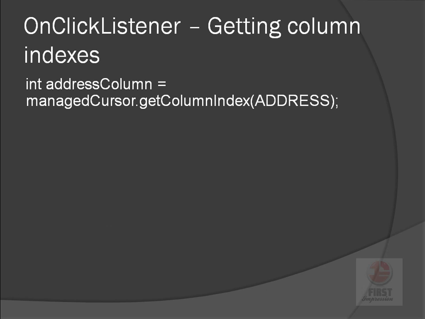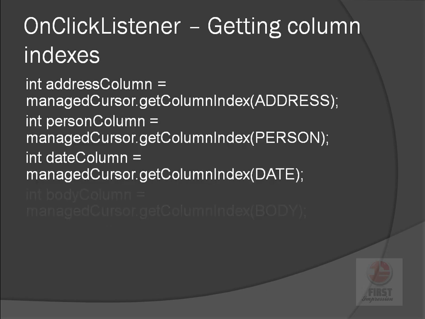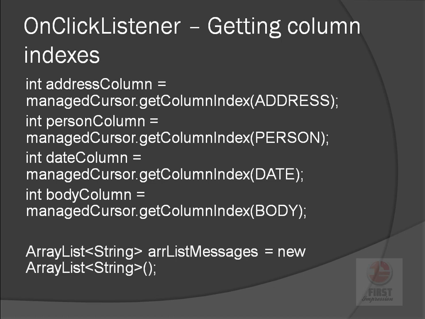Then we'll get the indexes of the columns. We'll get the index of the address column, person column, date column, and body column, and we'll create a new array list. Why did we get these column indexes? Because if you do not get these column indexes, you will not be able to pass them to the getString method. Whenever you say cursor.getString, at that time we require the column index. So that's why we have used the column index over here.